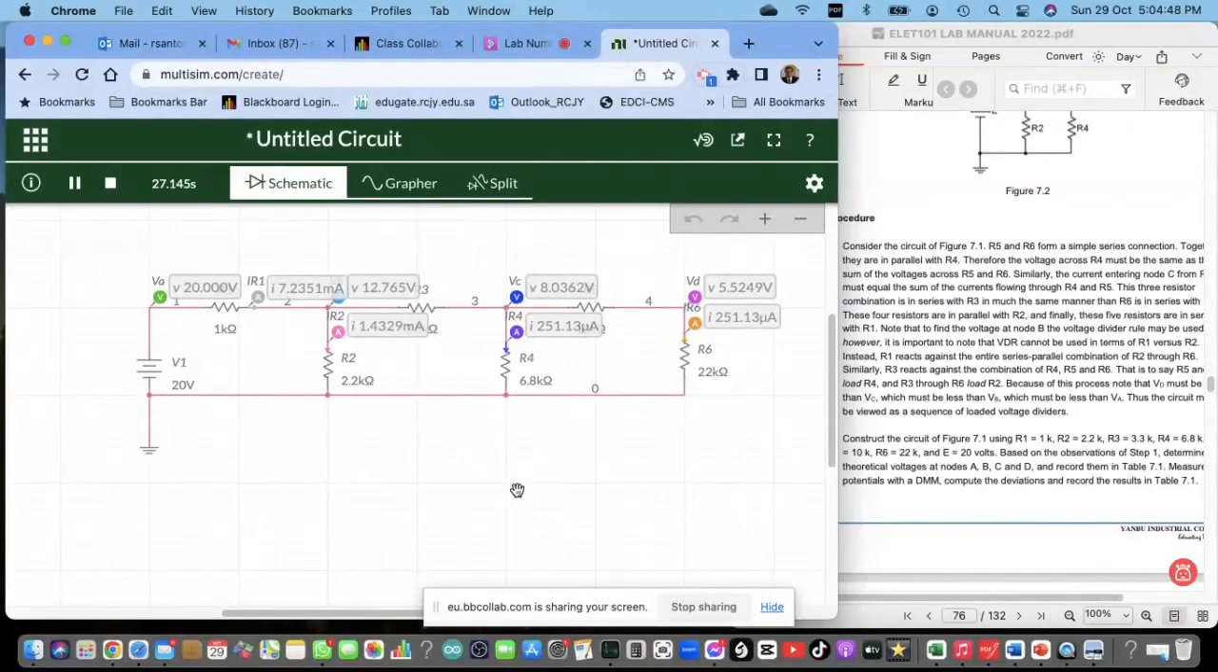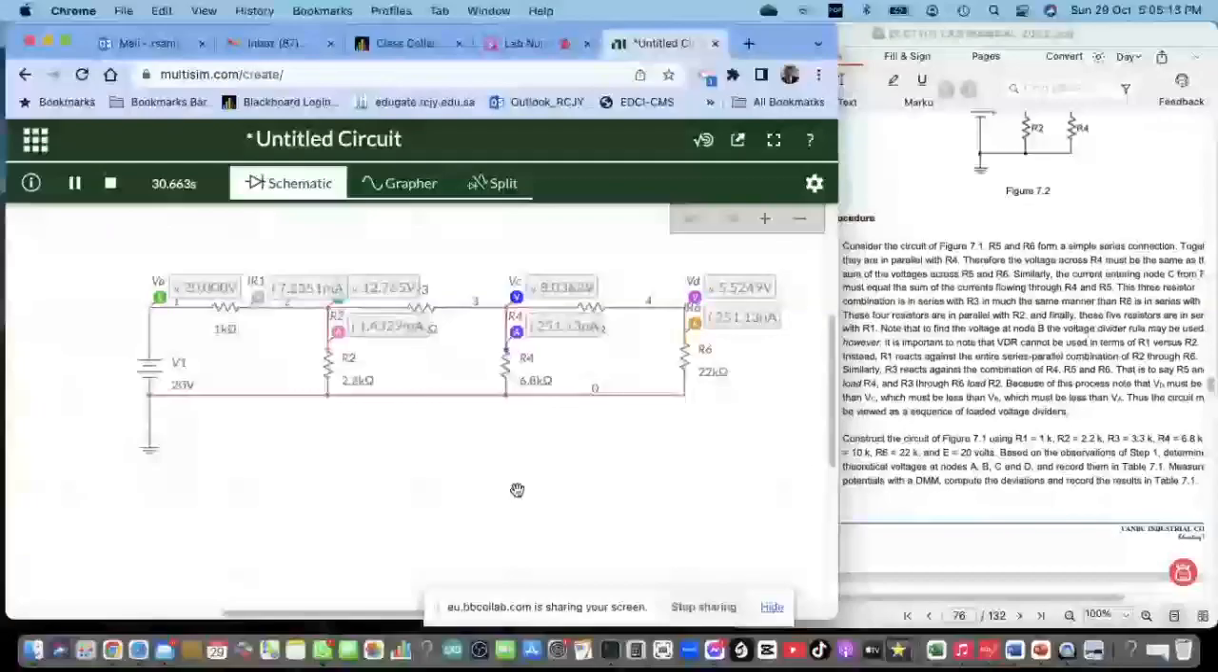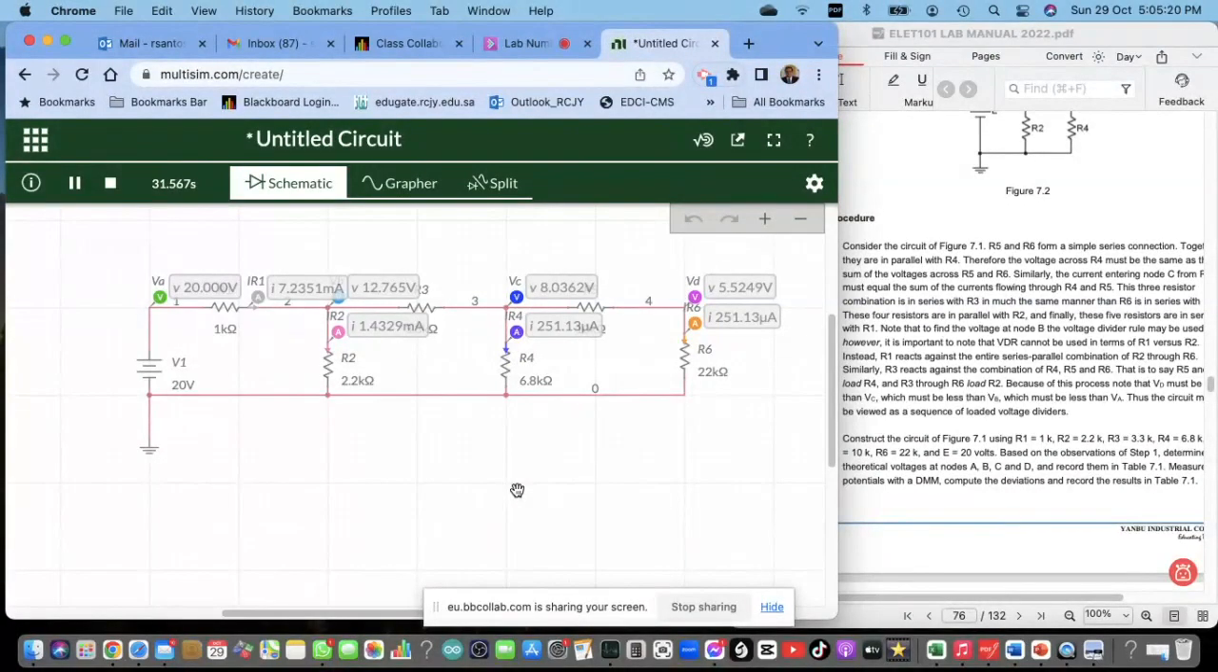So the I total here. So we have the current IR4, IR6, 251, exactly the same, 251.13 microampere. So we have 20, 12, 8, and 5. Yeah, the voltages are correct. VA, VB, VC, and VD seem to be correct. But I doubt the current. The current 7.2, we have 1.4, 251.13 microampere.